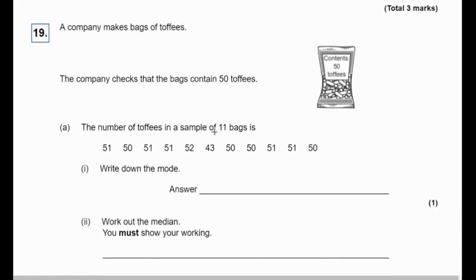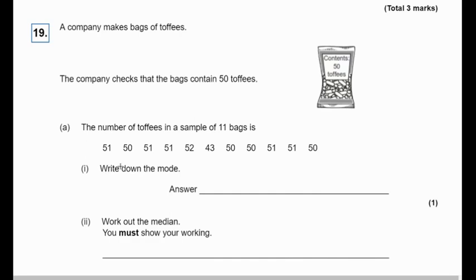Next, a company makes bags of toffees. Love toffees. The company checks that the bags contain 50 toffees. The number of toffees in the sample of 11 bags is this. Wow, it's supposed to contain 50 toffees. So what's gone on here? Where are all these mistakes coming from?